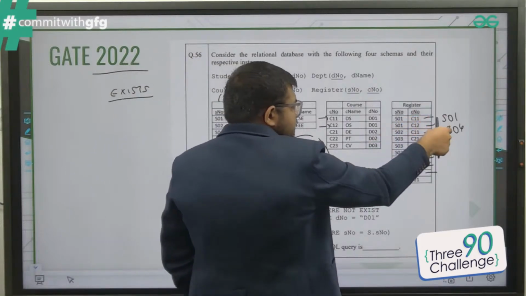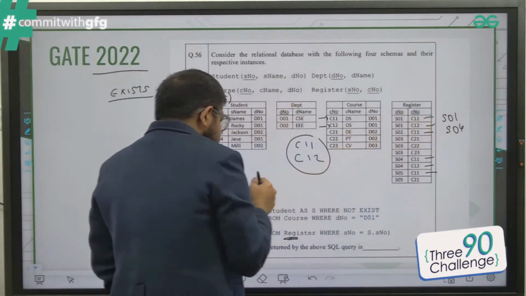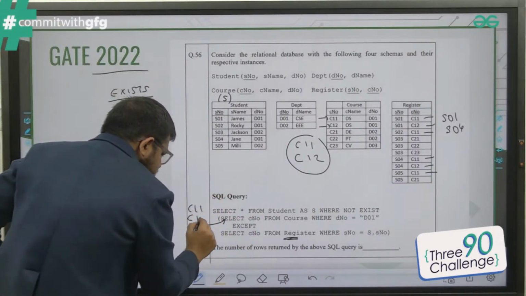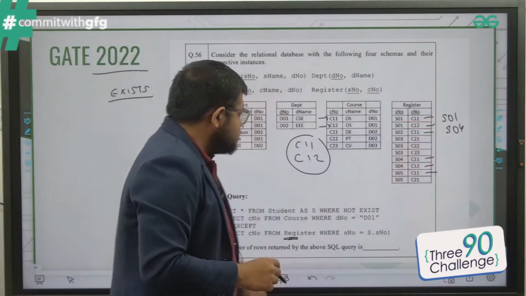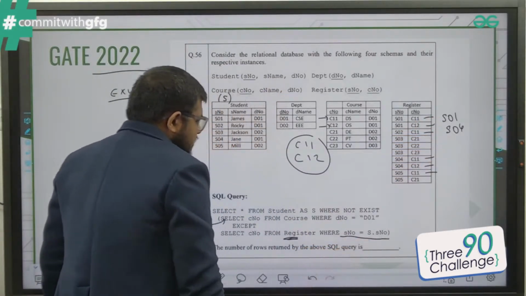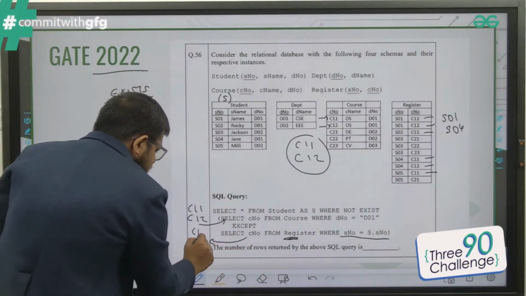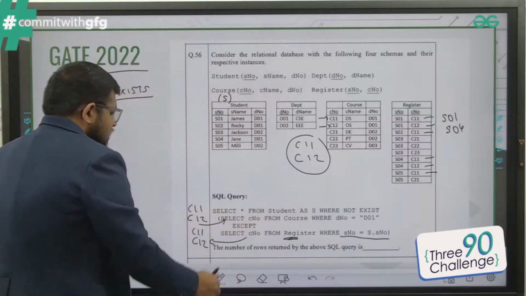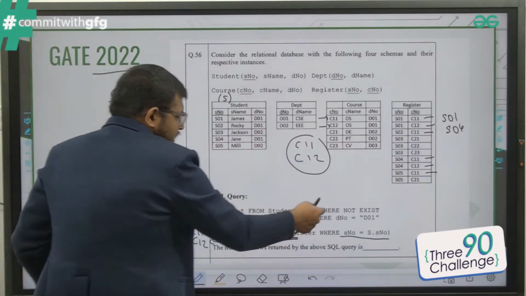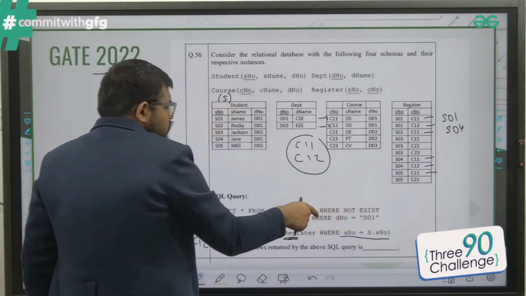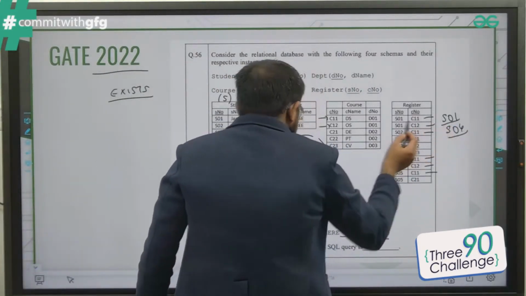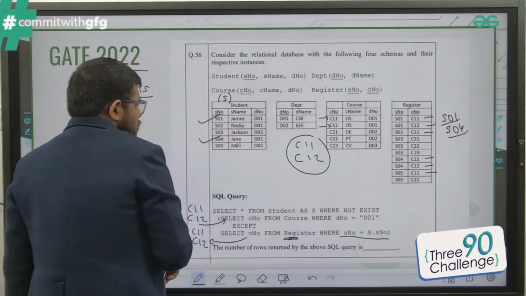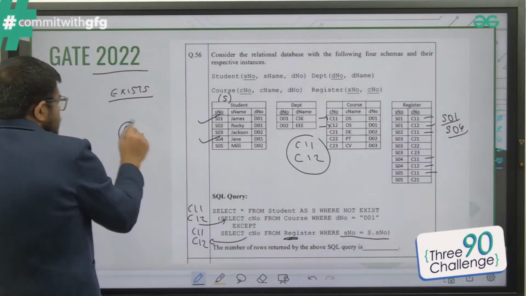So for S01 and S04, C11 and C12 both are present. So when both are present, this query gives me what? This query gives me C11 and C12 for S01 and S04, where S number is equal to S dot S number, will match for C11 and C12 both, because for those values C11 and C12 both are present. Now this except this will return me empty, and hence not exists will be true. It will be true when I have S01 and S04. Okay, so from the student table I will get S01 and S04. Okay, so there will be 2 tuples.